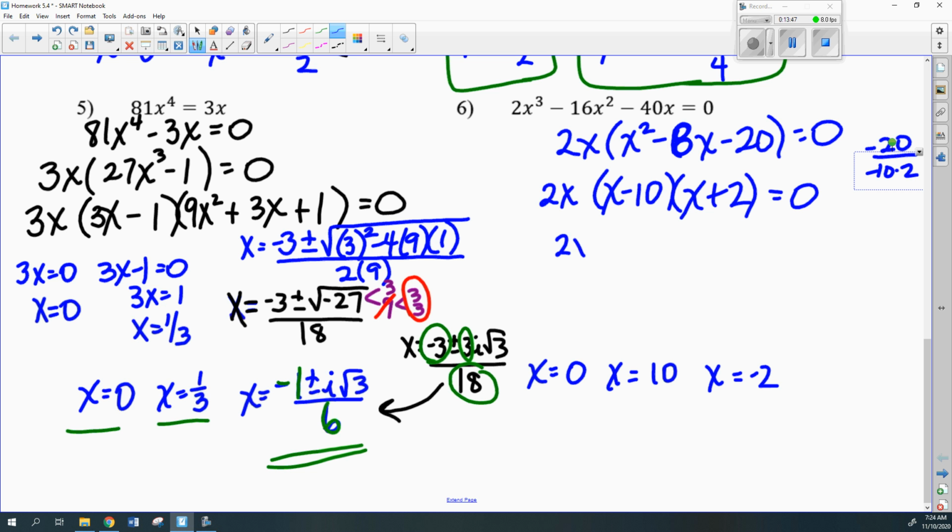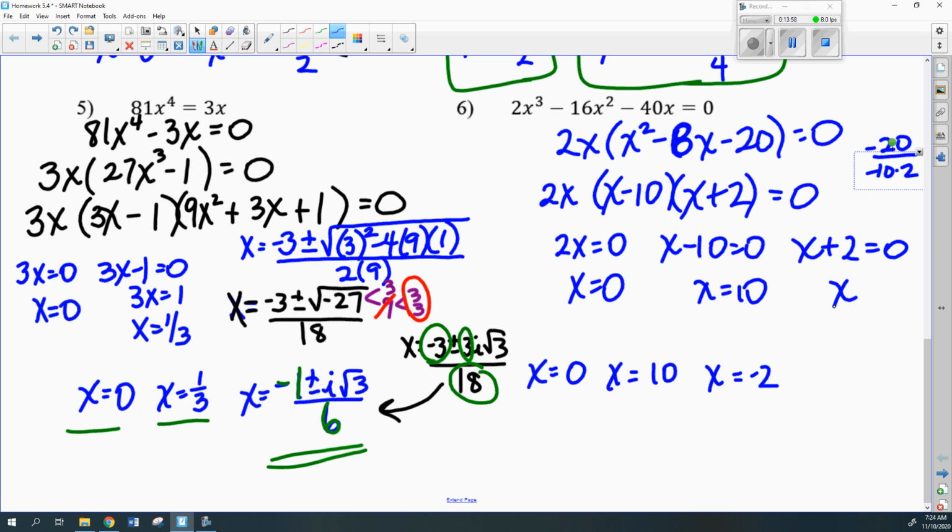So we're going to set each factor equal to 0, and we're going to solve. So this one we divide by 2, and we're done. This one we add 10, and we're done. And this one we subtract 2, and we're done. Okay?